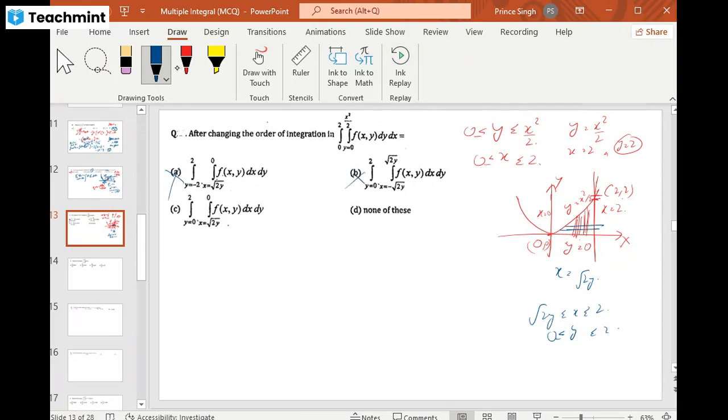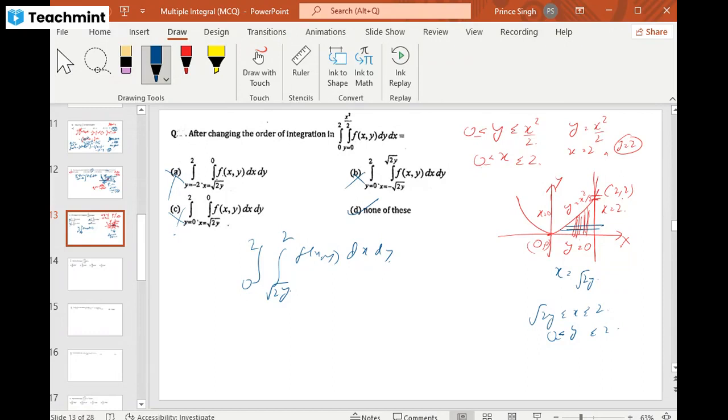So all the given options are incorrect. The correct answer is none of these, because the representation is 0 to 2, root 2y to 2, f of xy dx dy. So this is the answer of this particular problem.